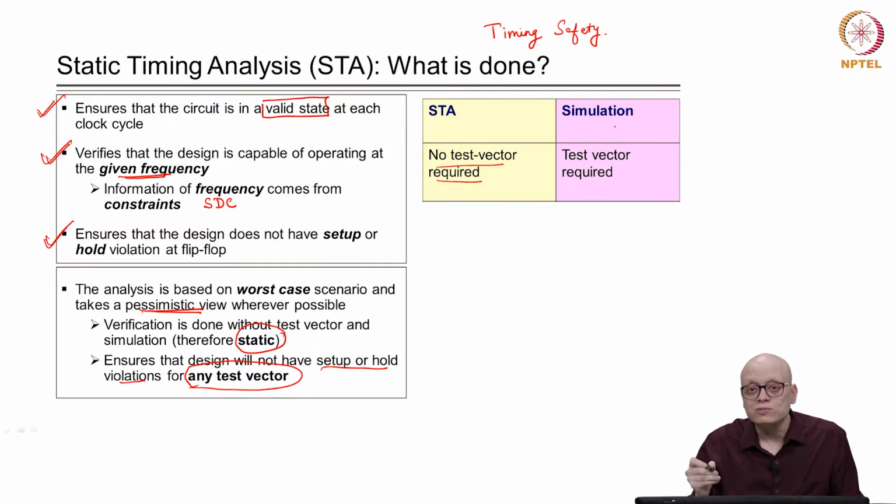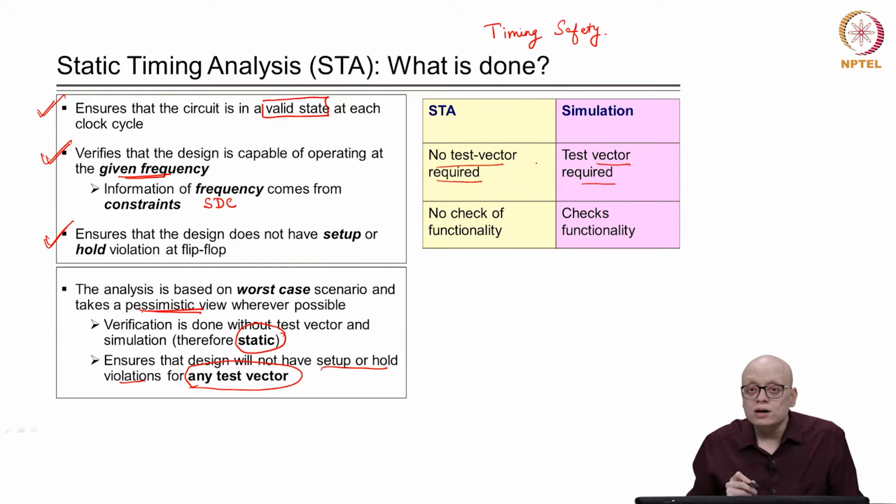And in simulation, what we do is apply test vectors, zeros and ones at the inputs, and then see the response with respect to clock cycles, and if we have modeled delay in our circuit, then with respect to delays and so on. So for simulation, test vectors will be required. For STA, no test vector is required.